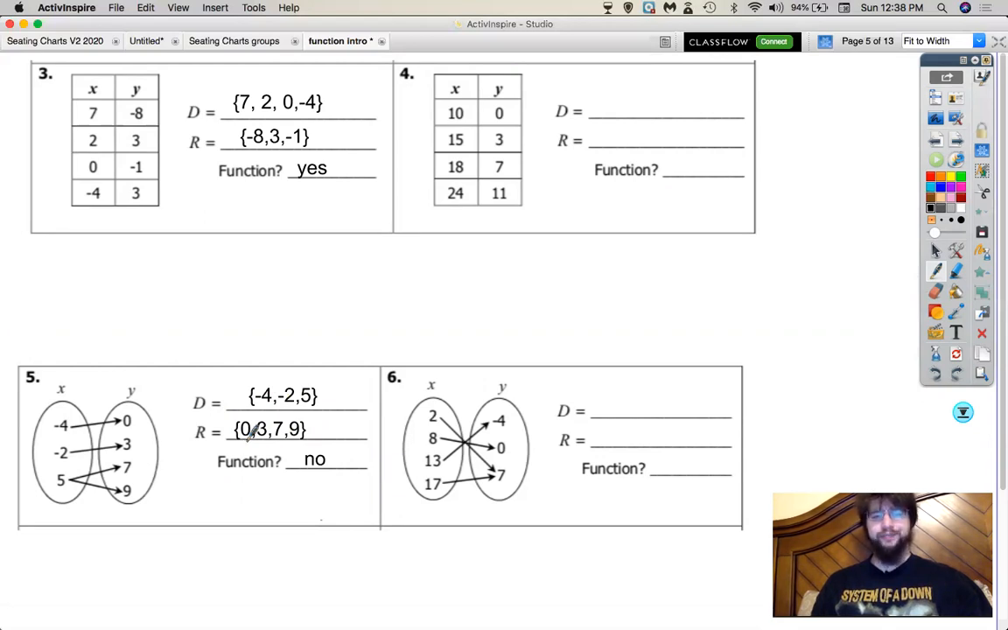That's not a function. Looking at the picture here, this is a function because none of the x values are repeated. 2 goes to that, 8 goes to that, 13 goes to that, and 17 goes to that. Even though both 2 and 17 go to the same element in the range, doesn't matter, it's still a function.